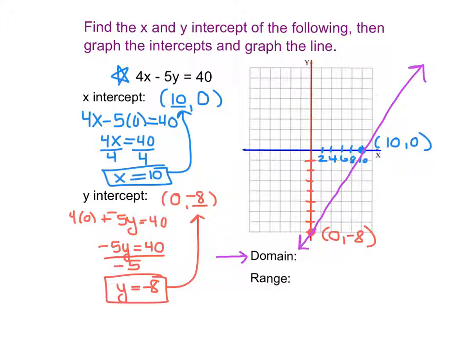Because the line is going forever to the left and forever to the right, my domain is all real numbers, and because this graph is going forever up and forever down, the range of my graph is all real numbers as well.